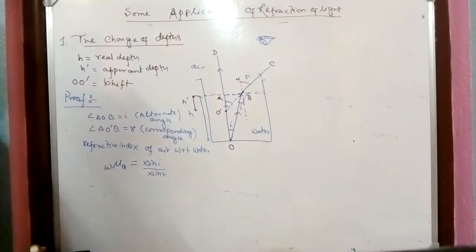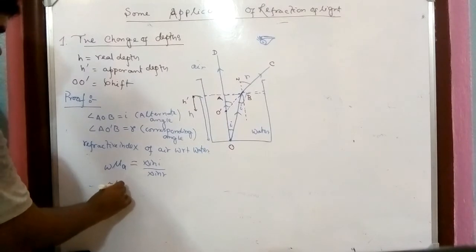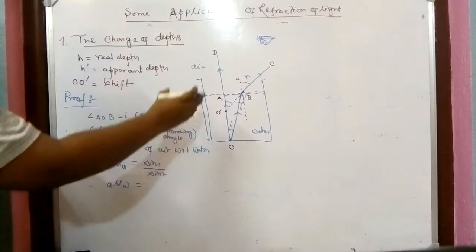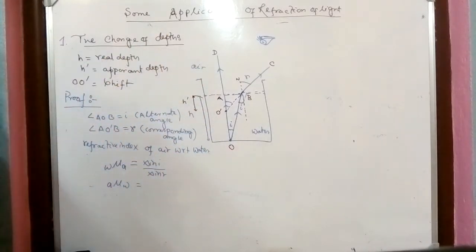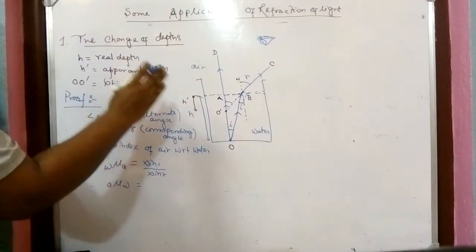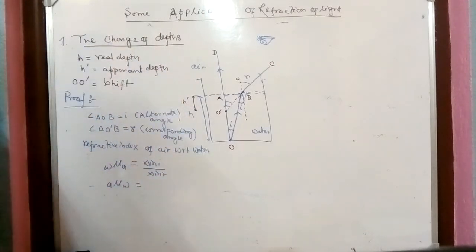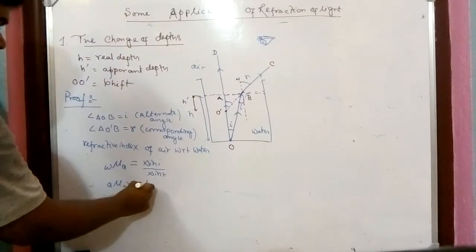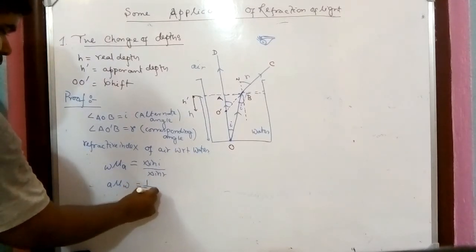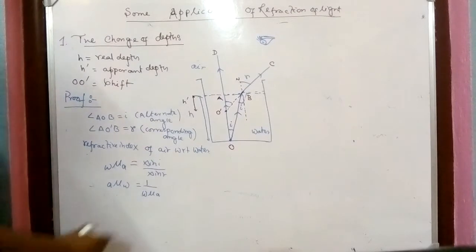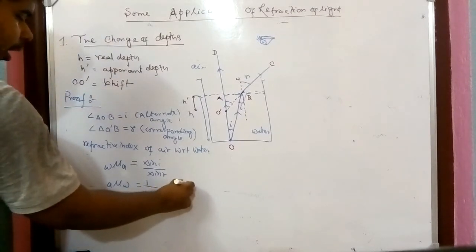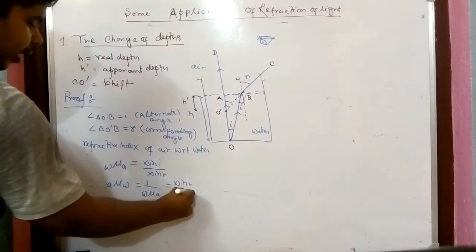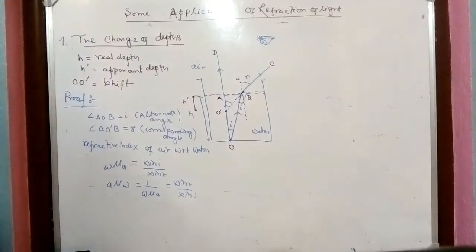Now, if I want to find out aμw, that is the refractive index of water with respect to air, we have to take the reciprocal of it, that is wμa, and that will be sin r by sin i. Okay, so now you might be thinking, sir, what is the need of it? Just wait and watch why we have done this.